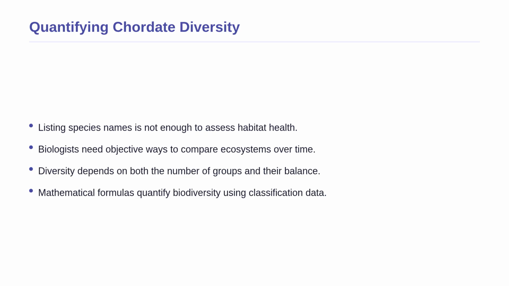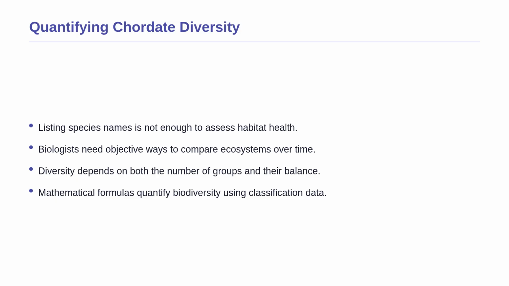Now that we have a solid grasp on how to classify chordates, we need to apply this knowledge in the field. When biologists study a specific habitat, simply listing the names of the classes present is not enough. We need a reliable, objective way to measure exactly how diverse and healthy that ecosystem is, and to compare it over time. True biodiversity is not just about counting the total number of species, it is also about how evenly the individual animals are distributed among those groups.